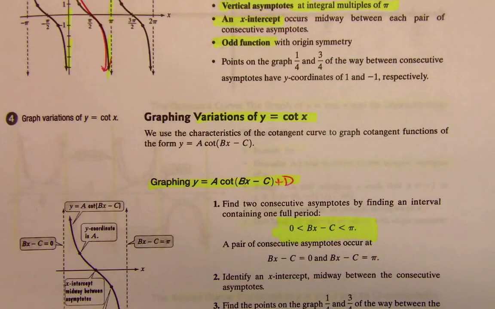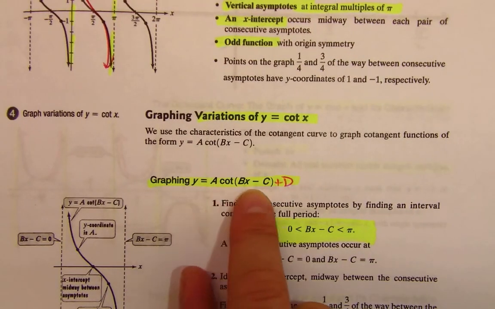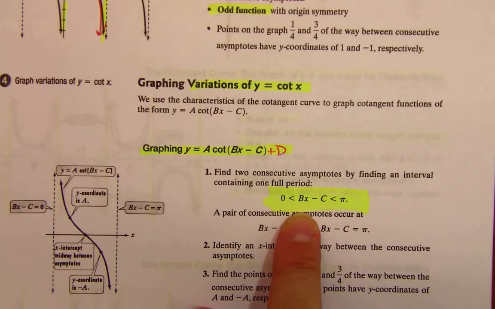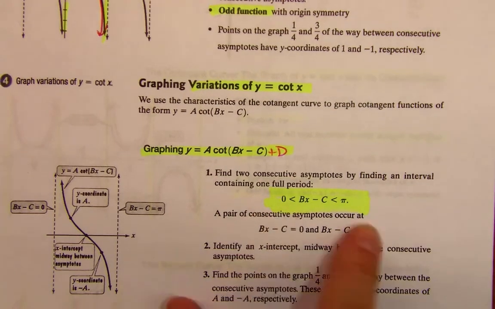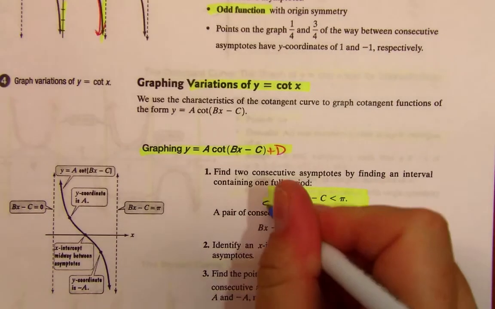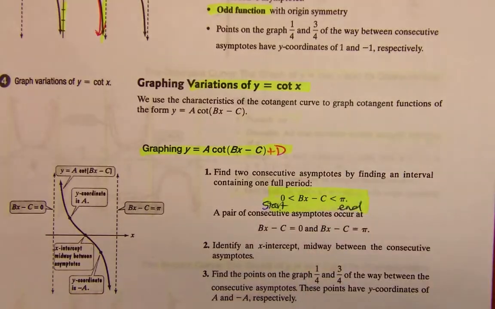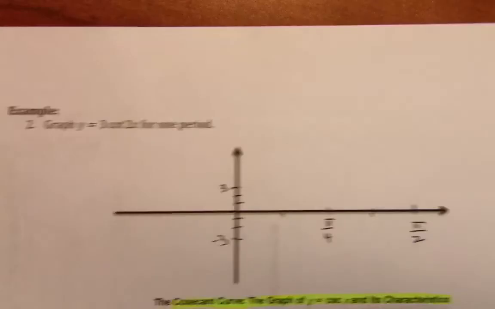Okay. Now, variations of cotangent, again, work very similar. We have amplitude, period change, phase shift, and vertical shift. And this is the way you'll set it up for cotangent. You'll start from between 0 and pi and then solve for x to find your start and your end. Okay. So let's move on and start looking at an example of cotangent.